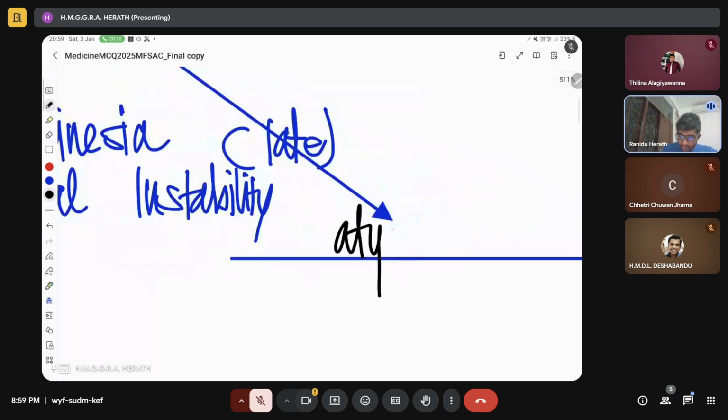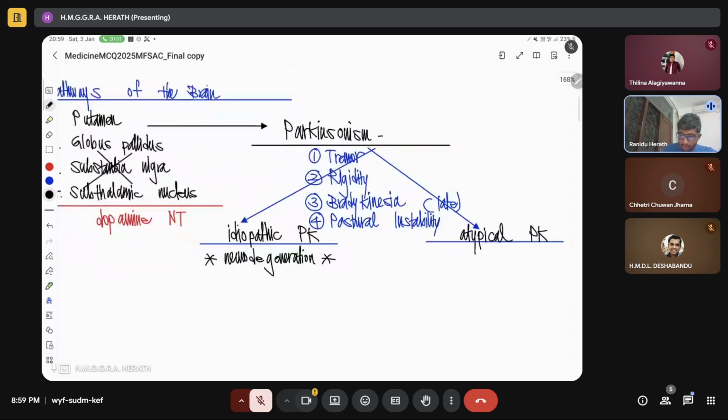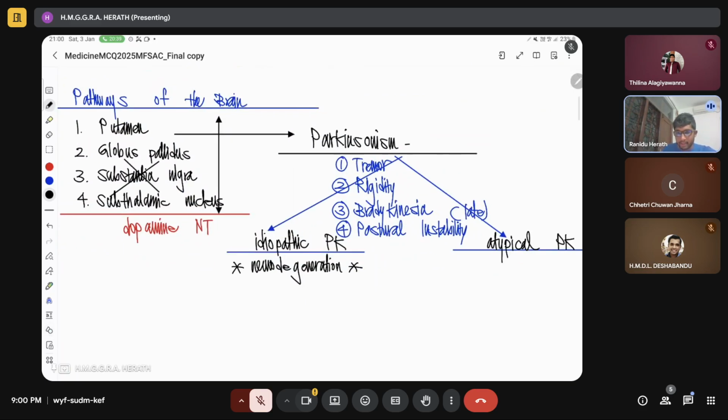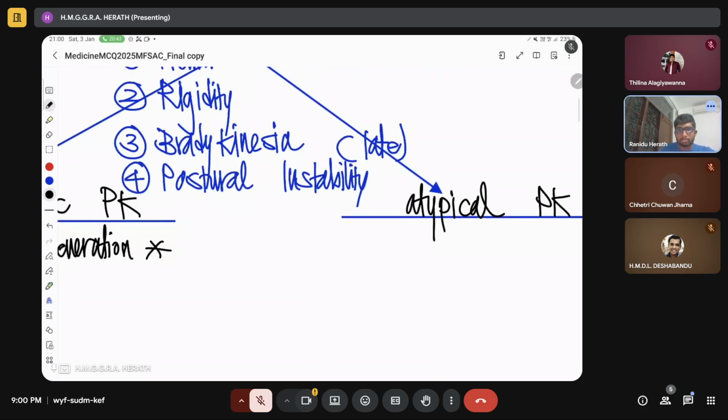And then you get something called atypical Parkinsonism. What are the causes of atypical Parkinsonism? Atypical Parkinsonism you get due to a problem in the dopaminergic pathway, but it is not directly due to neurodegeneration in the substantia nigra. What are the causes of atypical Parkinsonism? Vascular Parkinsonism. Anything else?